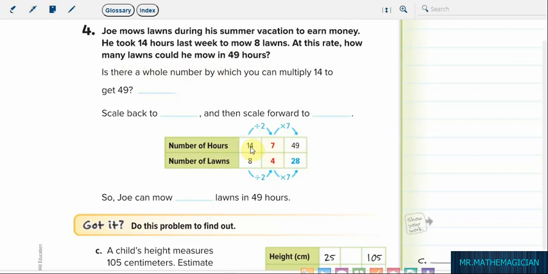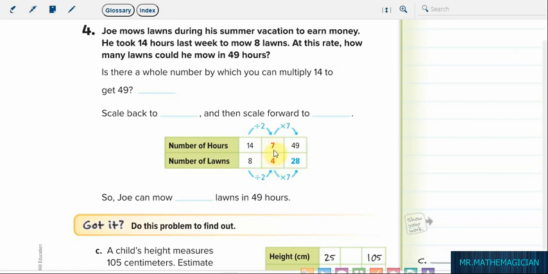So there is no clear number directly from 14 to 49. 14 times what will give you 49? It's not clear in my mind now. So I need to simplify. I need to simplify first. 14 over 8, divide 14 and 8 both will be divisible by 2 to give you 7 over 4.